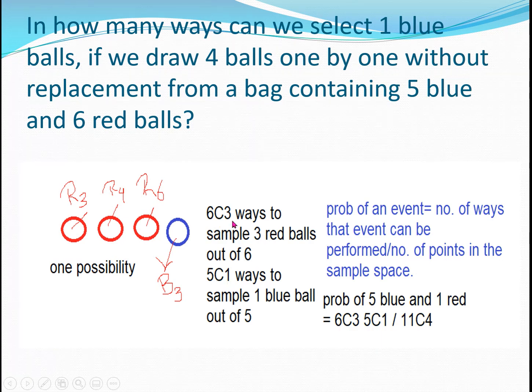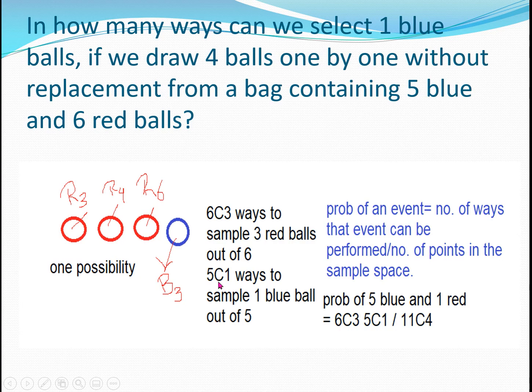Similarly, 6C3 ways to sample 3 red balls out of 6. Once again, why am I drawing 3 where in the question it isn't written directly? It's understood that if the total sample size is 4 and 1 is blue, then the remaining 3 are red, because we have only 2 categories, blue and red. So selection of 3 red balls can be done in 6C3 ways, and 1 blue ball in 5C1 ways. Now we are going to multiply these two numbers.